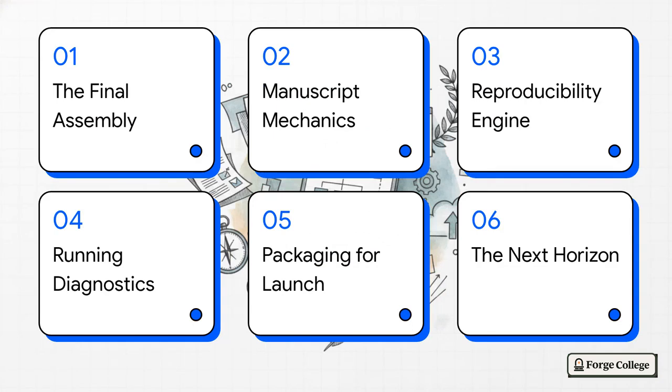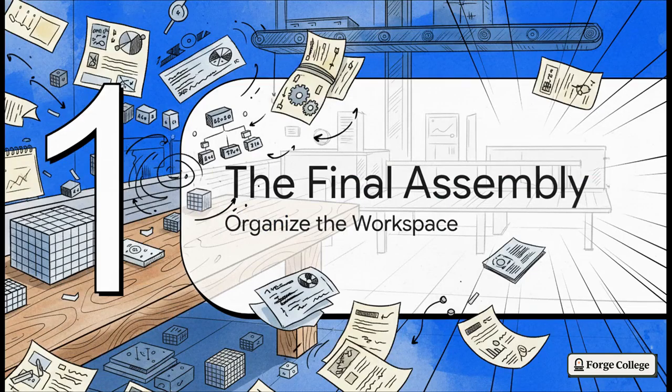So here is our blueprint for today. We'll be hitting 1. The final assembly, 2. Manuscript mechanics, 3. The reproducibility engine, 4. Running diagnostics, 5. Packaging for launch, and finally, the next horizon. Okay, let's jump right into part 1, the final assembly.